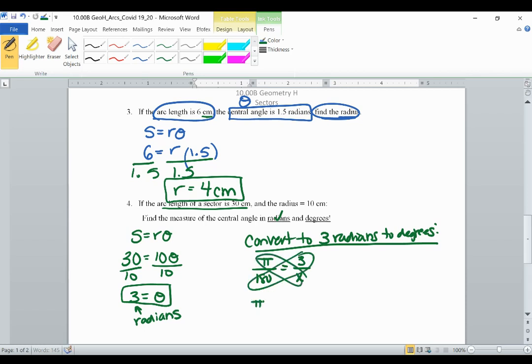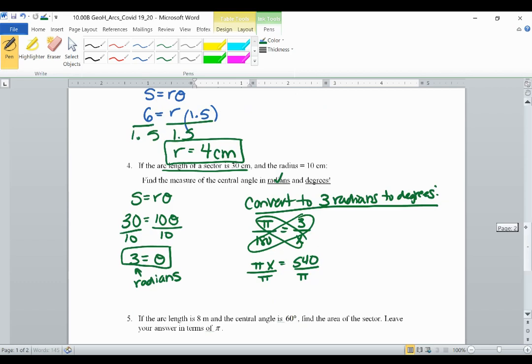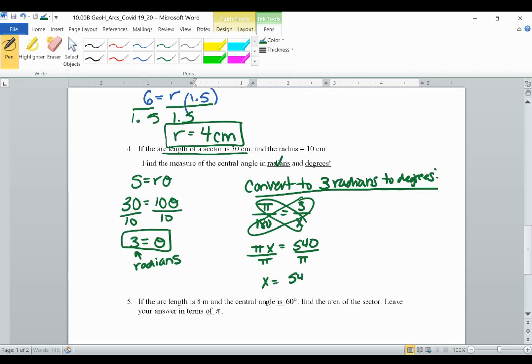So I get pi times x equals 540. Divide both sides by pi. And x is 540 over pi, and that's degrees. So if it asks for degrees, like we did here, just convert. Now, it didn't say to round, so that would be my final answer in degrees.